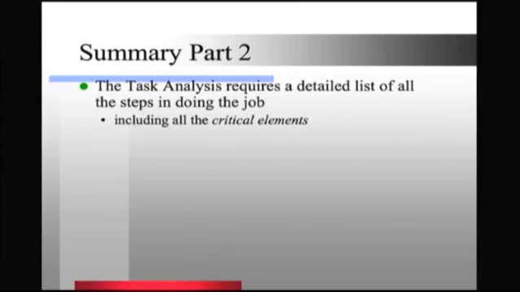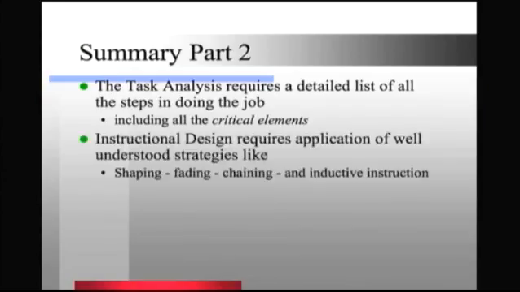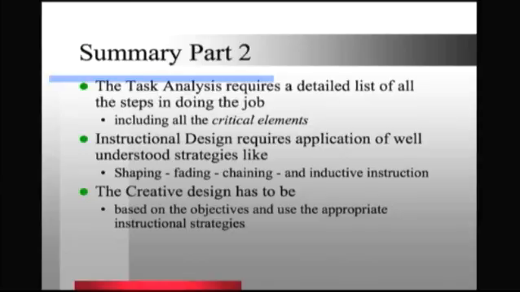In this part of the presentation, we talked about the task analysis and how it requires a detailed list of all the steps to do the job, including those critical elements that are most important. We talked about instructional design and how it requires application of well-understood strategies, such as shaping, fading, chaining, and inductive instruction. We also talked about the creative design process, how it has to be based on the objectives and use the appropriate instructional strategies.